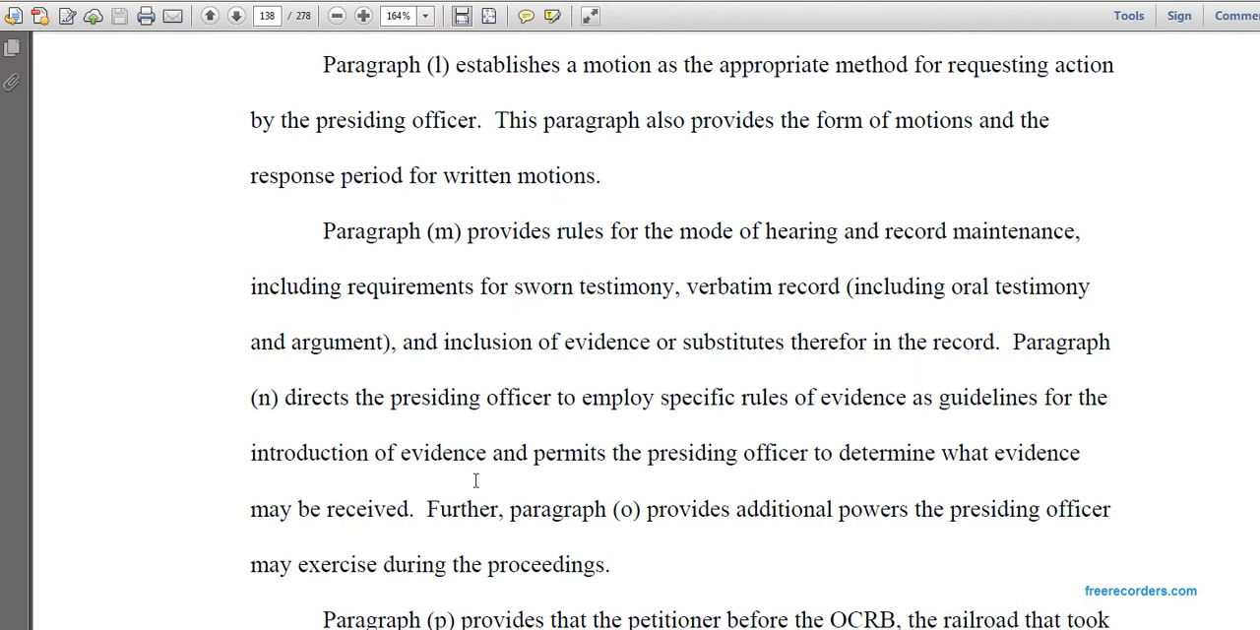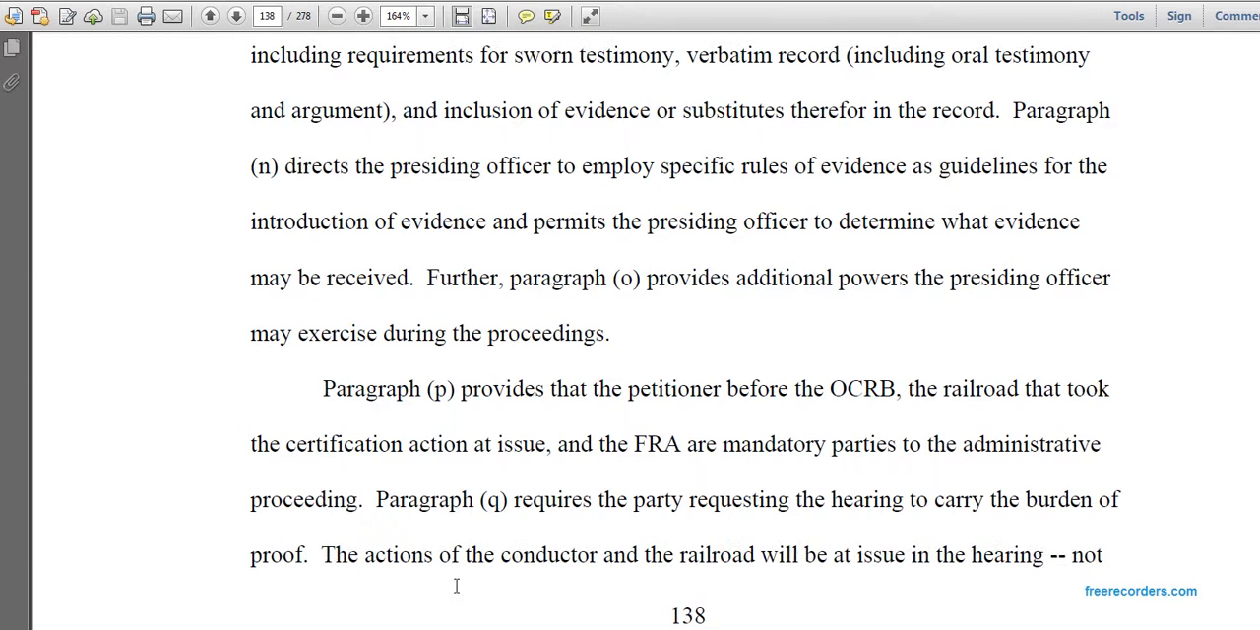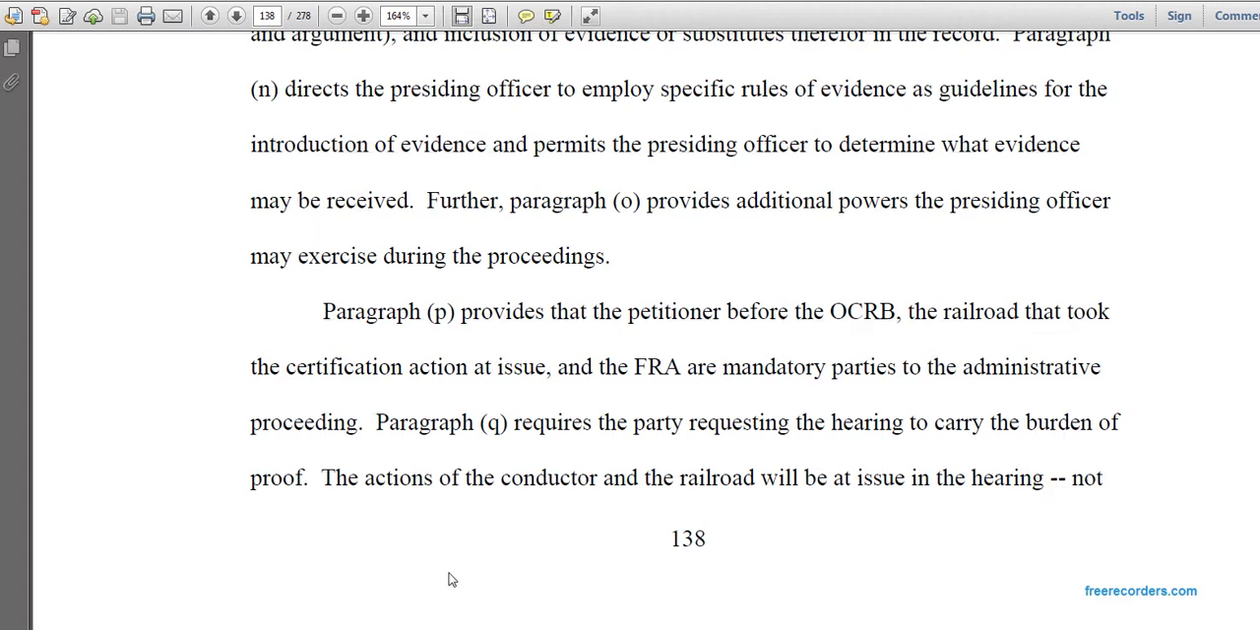Paragraph M also provides the rules for the mode of hearing and record maintenance, including the requirements of sworn testimony and a verbatim record, including oral testimony and argument. Inclusion with the evidence is substituted, therefore, in a record. Paragraph N directs the presiding officer to employ specific rules of evidence and guidelines for the introduction of evidence, and permits the presiding officer to determine what evidence may be received. Further, paragraph O provides the additional powers that the presiding officer may exercise during the proceeding.